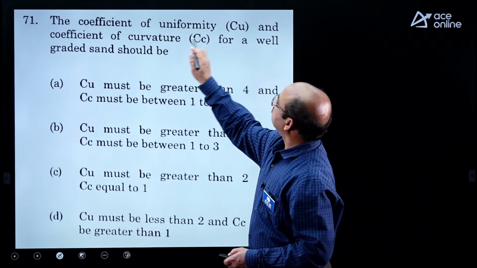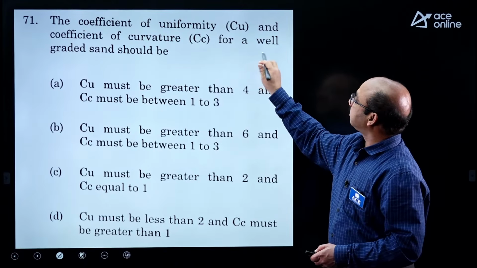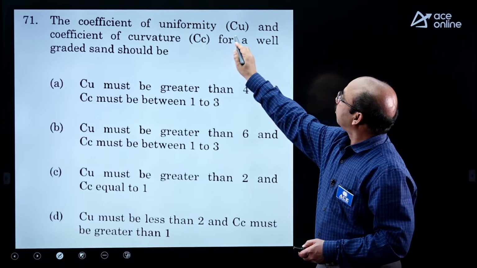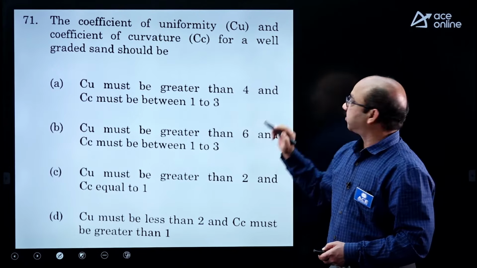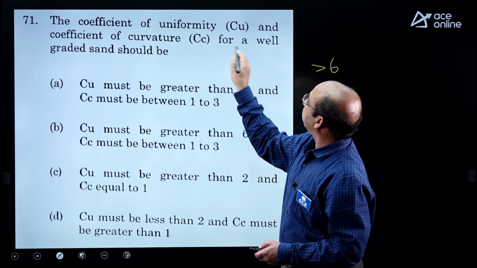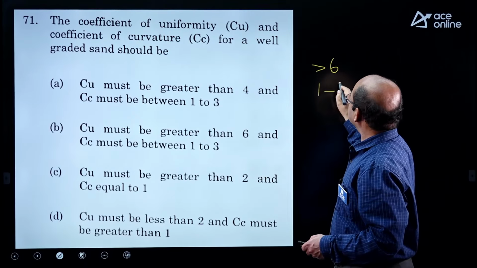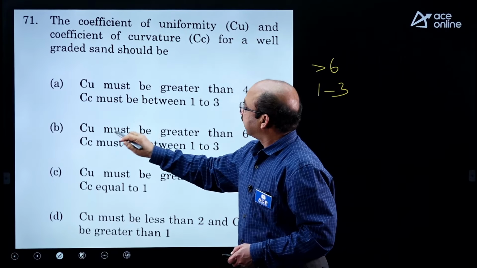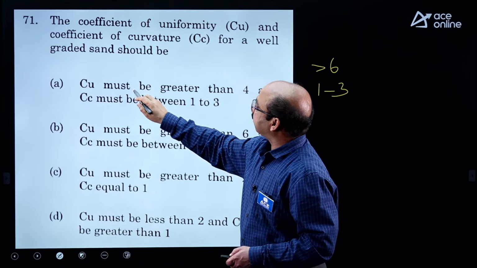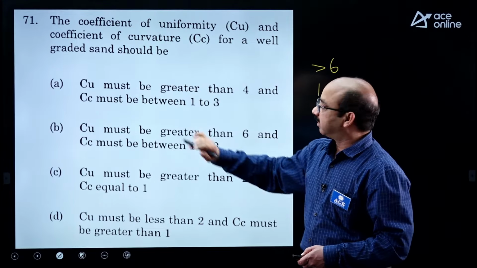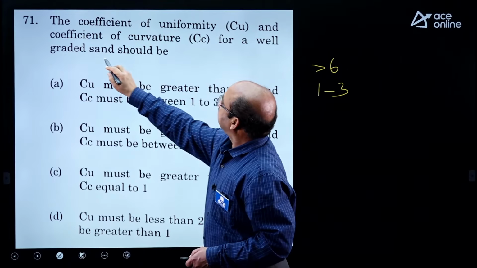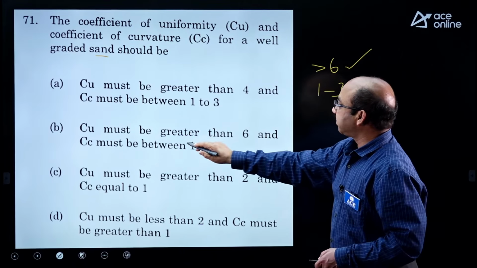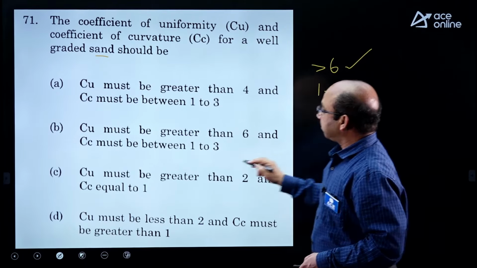Then, the coefficient of uniformity Cu and the coefficient of curvature Cc for a well-graded sand. Straightforward question. In the case of well-graded sand, coefficient of uniformity should be more than 6. Coefficient of curvature should be between 1 and 3. Let us see the options. Cu must be greater than 4, no. This is the specification for the well-graded gravel. But in our case, the soil is a sandy soil. So Cu must be greater than 6, yes, and Cc must be between 1 and 3, yes. So this is the correct option.